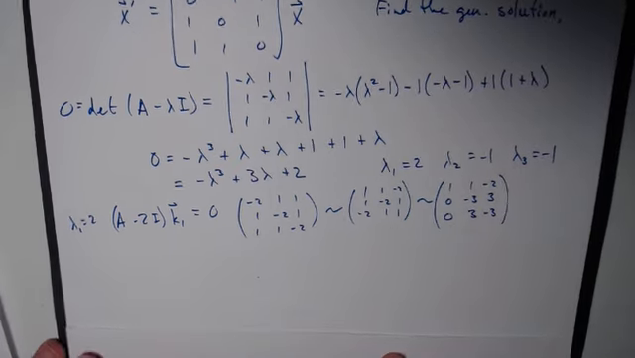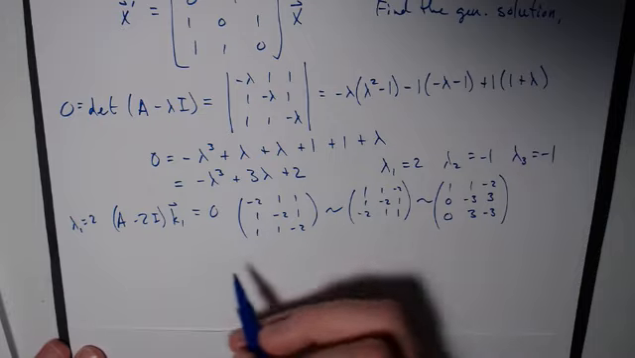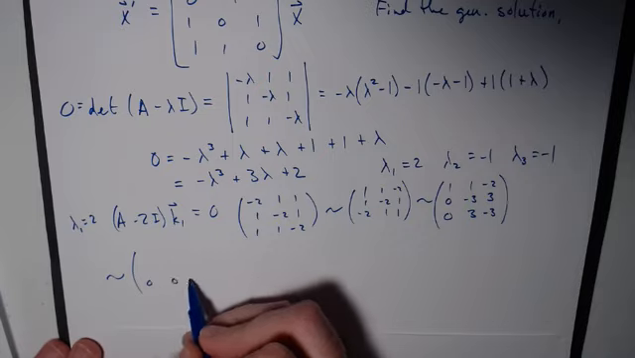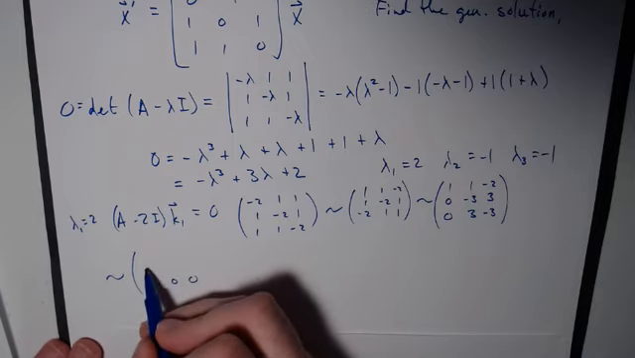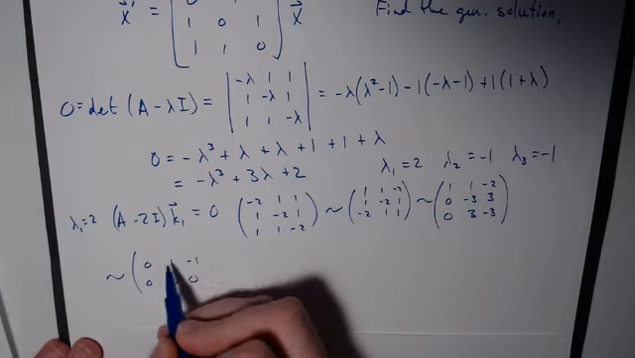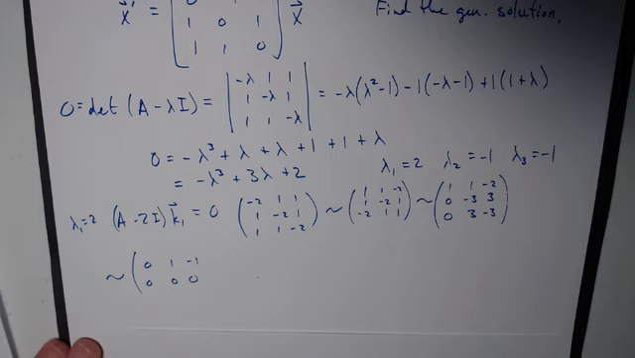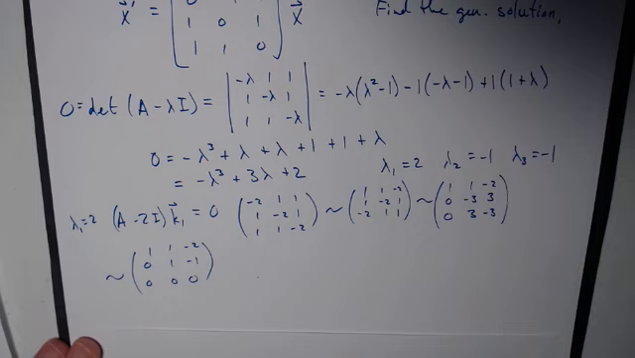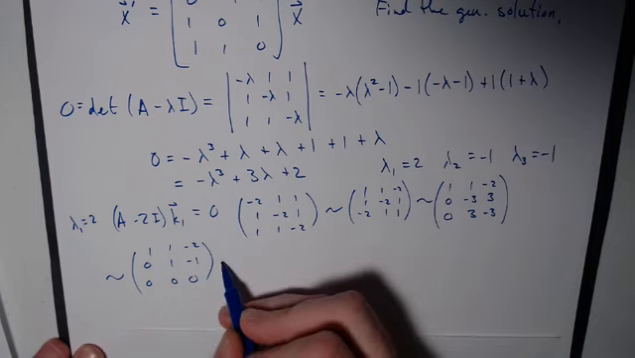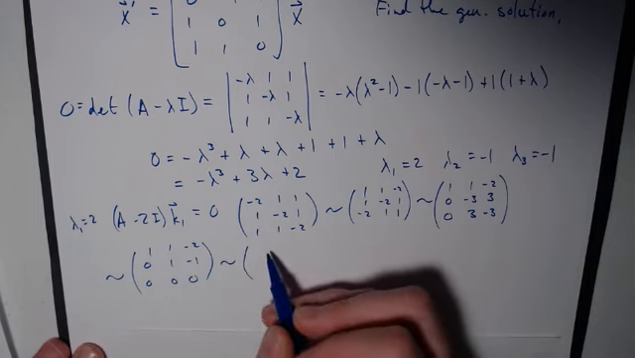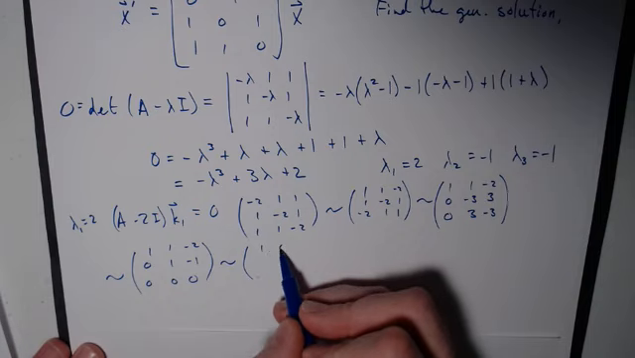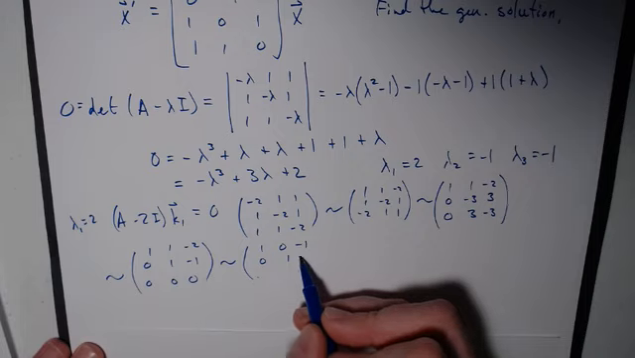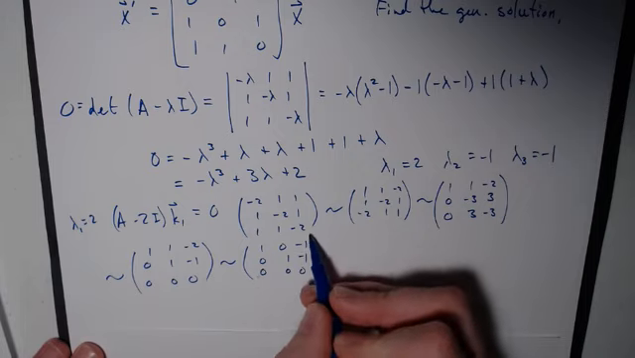Well, I've got that beautiful setup. I think I'm going to go ahead and add row 2 to row 3 to get row 3 as all zeros. And then I'm going to rescale row 2 like so, leaving row 1 alone for the moment. Now I'm going to go ahead and subtract row 2 from row 1. And so I get 1, 0, -1, 0, 1, -1, 0, 0, 0.